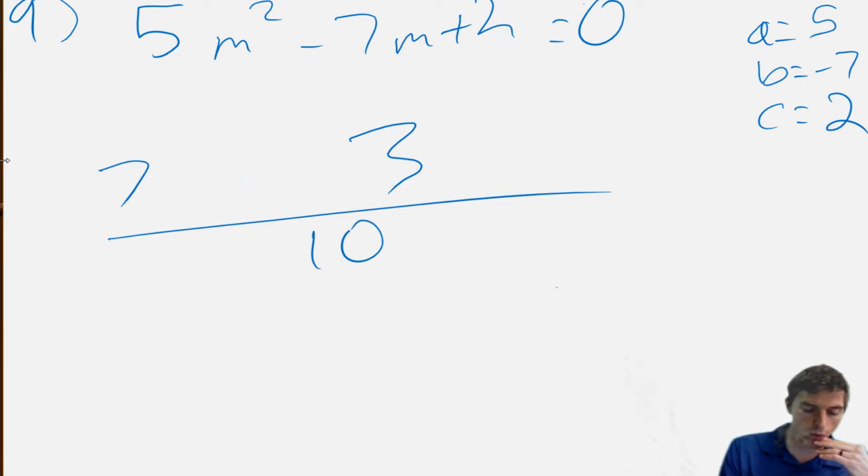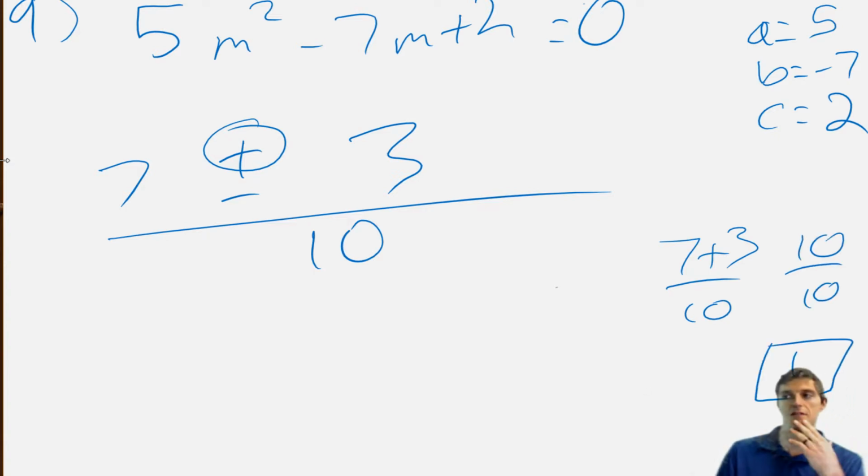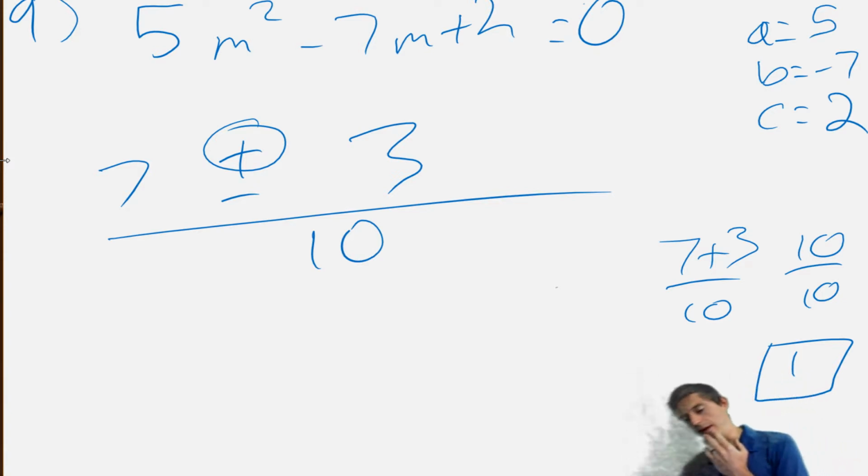So I do them one at a time. I have 7 plus 3 divided by 10 as my first solution. And that's not so bad. That's 10 divided by 10, which is 1. So 1 is my first solution. I know that's right by where my head is.